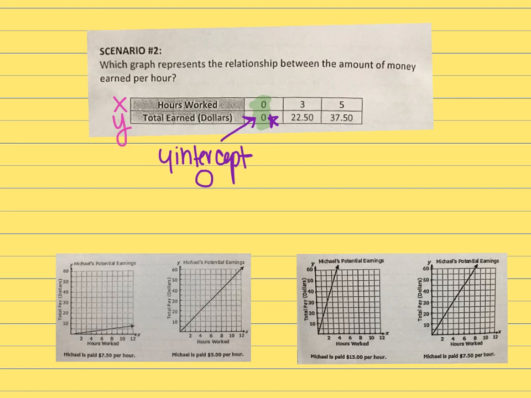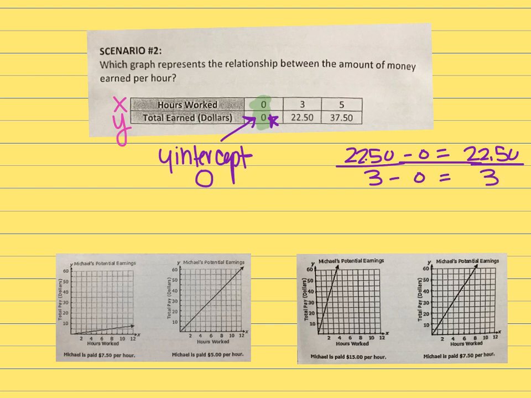Then I want to know the slope of the line, or really I'm trying to figure out how much is 1. Remember, the slope of the line is telling us the constant rate of change, or the value of 1. So this would be my x1 and my y1, and this would be x2 and y2. I just picked these because it's 0. So this number, 22.50 minus 0, is still 22.50. And then 3 minus 0 is still 3.